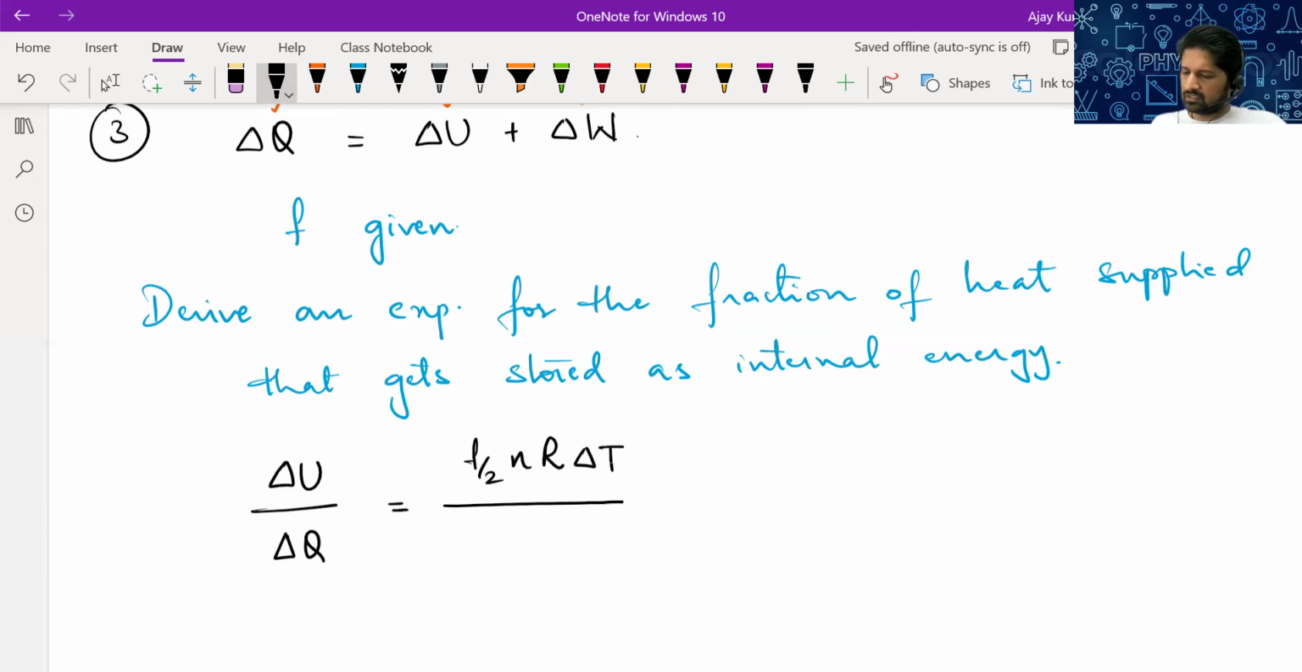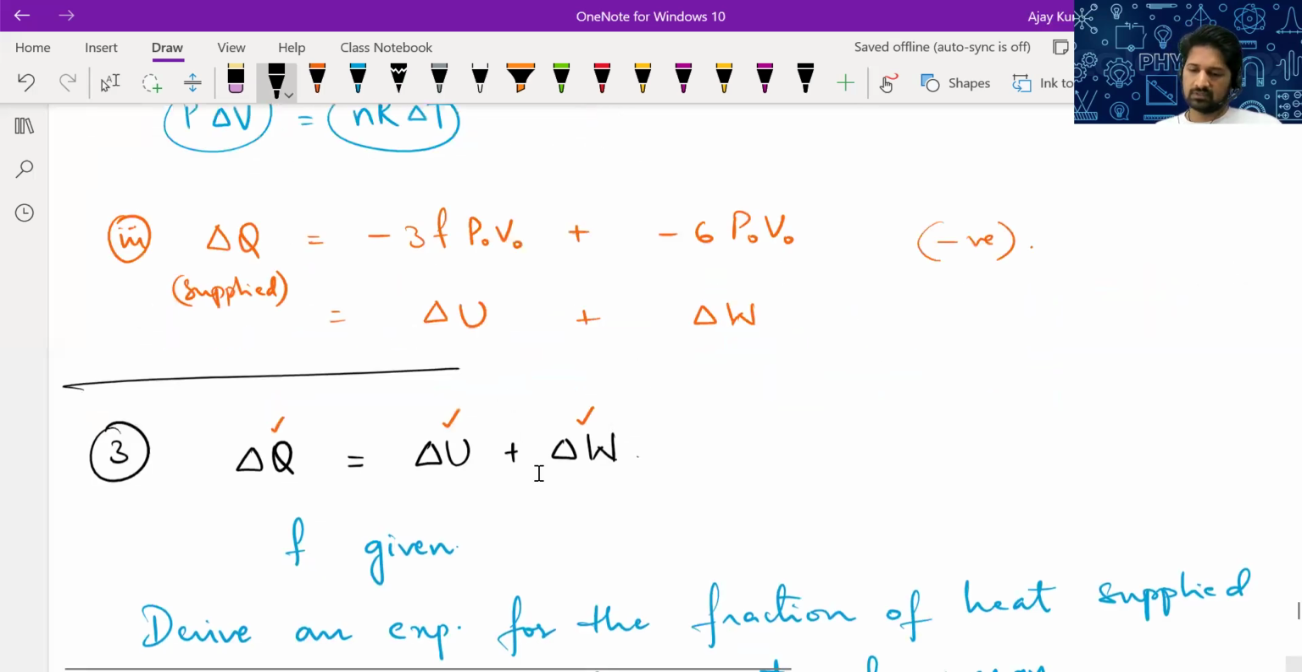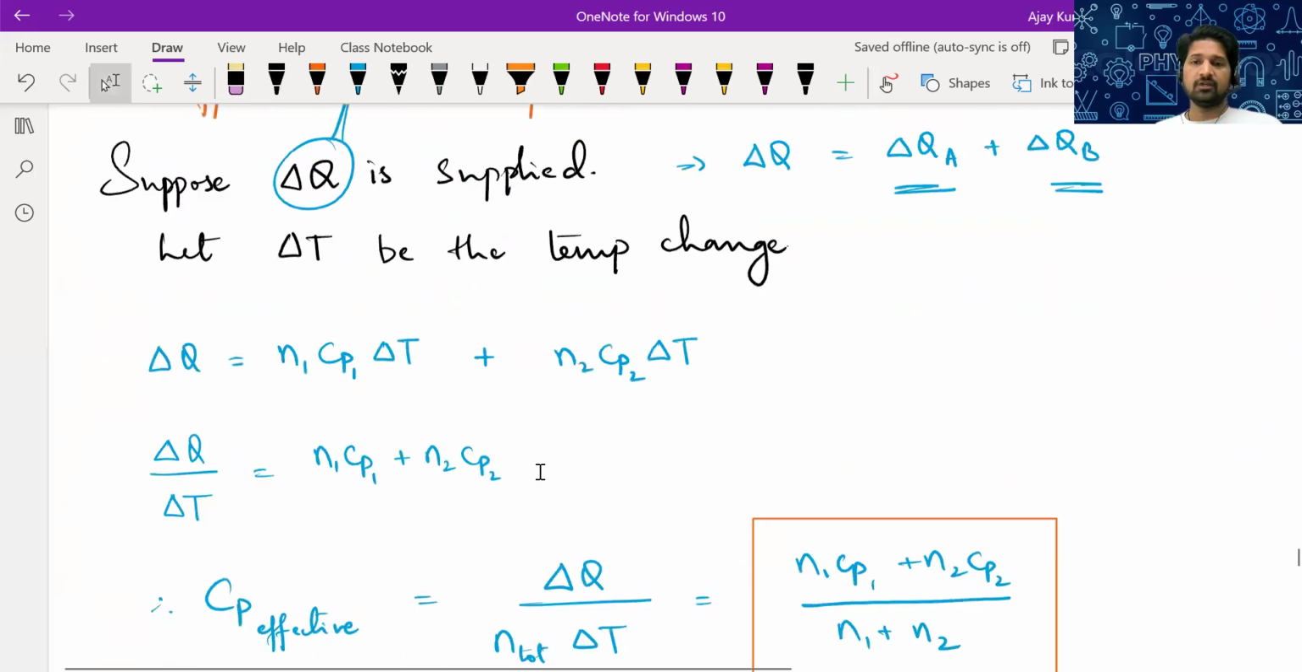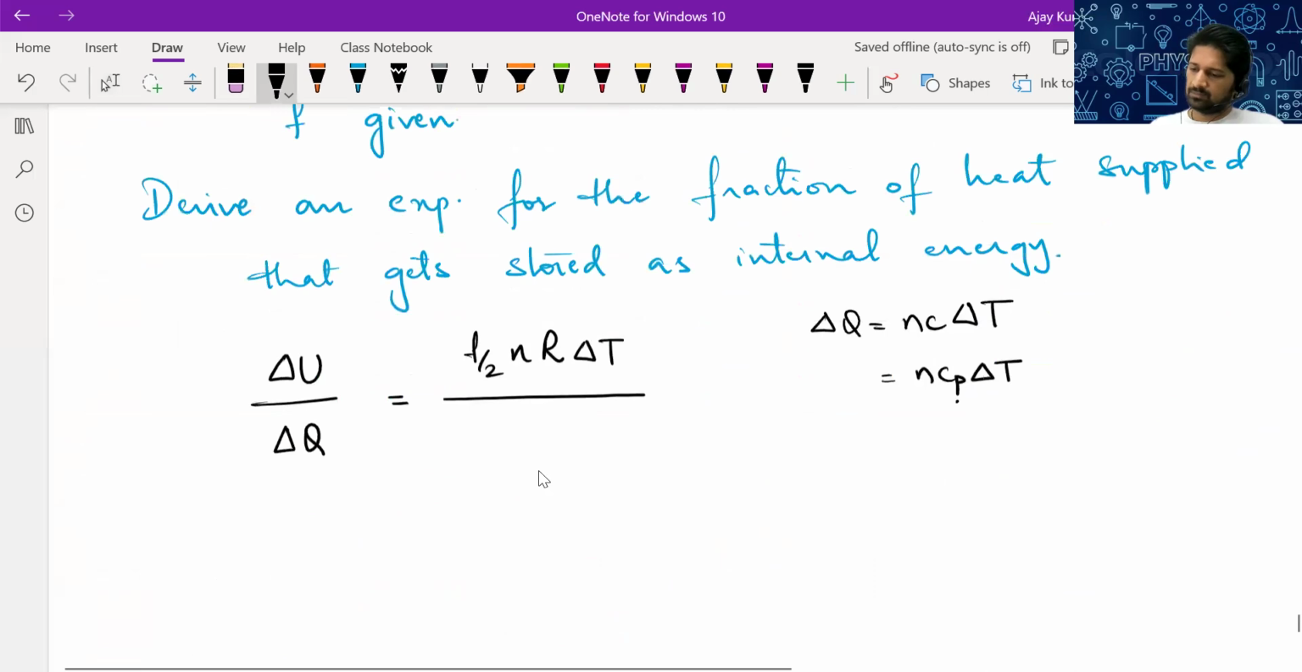What is the formula for delta Q? Delta Q generally is nC delta T. But because the process is isobaric, you will have to use nCP delta T. That's all. You have to use the C value specific to this process. And we derived CP for an isobaric process. I think we did that in yesterday's class itself. It was F by 2 plus 1 multiplied with R. CP, the molar specific heat in an isobaric process, is F by 2 plus 1 multiplied with R.